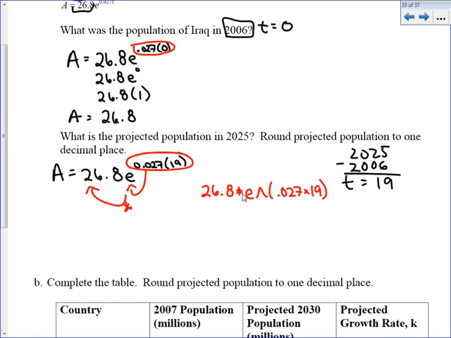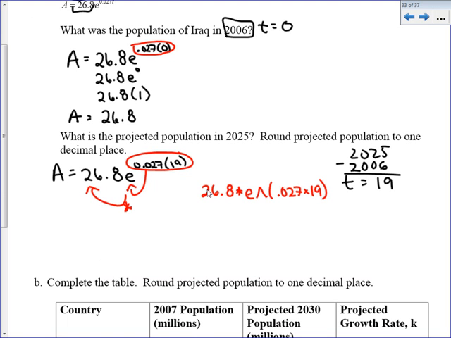Let's see if we can all agree on an answer for this. Get the E to the 0.027 times 19. Then you're going to find E to this power and then multiply this whole answer by 26.8. So try it, because you're going to have to do these on your own. What do we get for an answer?